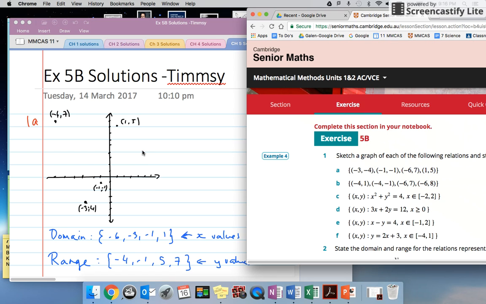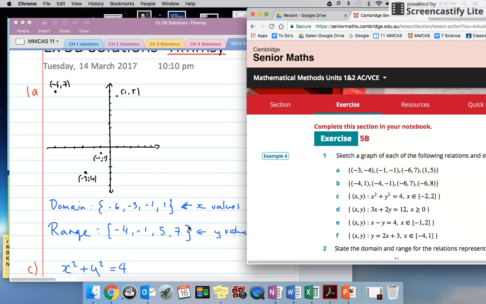So if we look at the domain of this function, we know the domain is your x values. So there's -6, -3, -1, and 1. So there's our x values. So that's actually our domain. Then we've got our range, -4, oops, doesn't look like -4, -1, 5, and 7. So we've just looked at the x values for our domain, y values for our range.